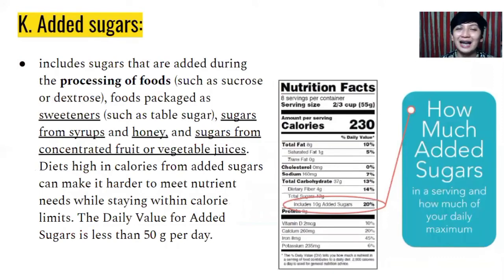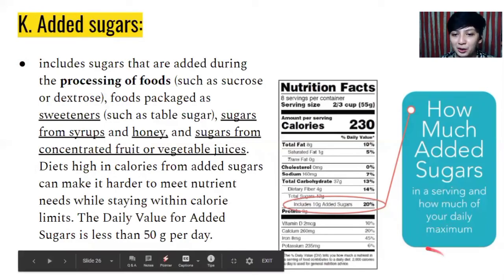And letter K, added sugar. It includes sugars that are added during the processing of foods such as sucrose or dextrose. Foods packaged as sweeteners such as table sugar, sugars from syrups and honey, and sugars from concentrated fruit or vegetable juices. Diets high in calories from added sugars can make it harder to meet nutrient needs while staying within calorie limits. So the more you intake sugar, the higher the calories also. The daily value for added sugars is less than 50 grams per day. So less than 50 grams.